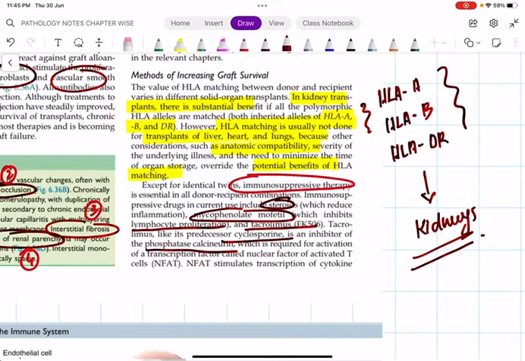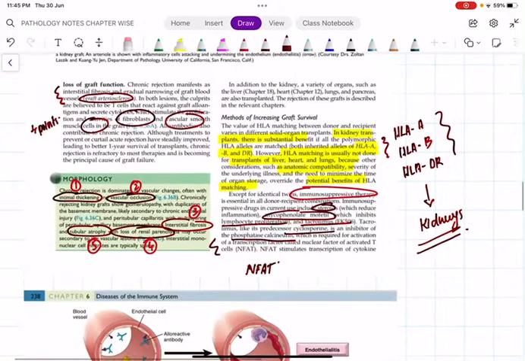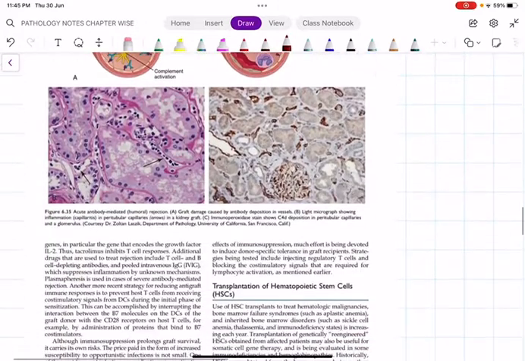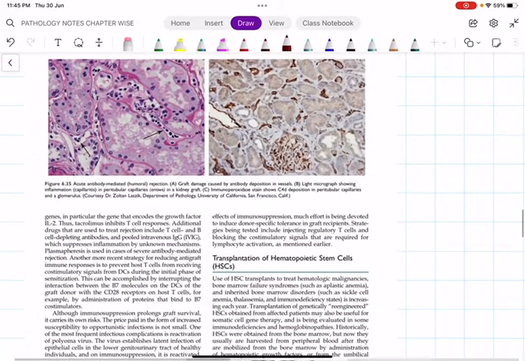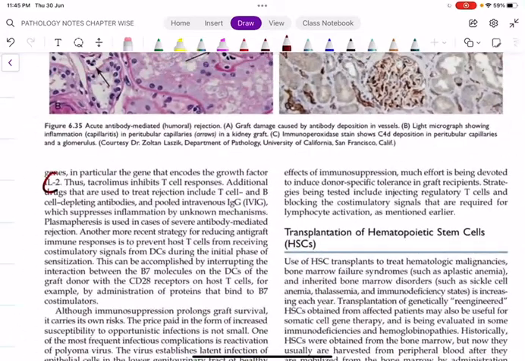Remember, this calcineurin is very important for the activation of a transcription factor called NFAT, that is nuclear factor of activated T cells, and it will stimulate the transcription of the cytokine genes. Okay, and that is responsible for the activation of interleukin 2. Then another important thing is that we can give intravenous immunoglobulins.